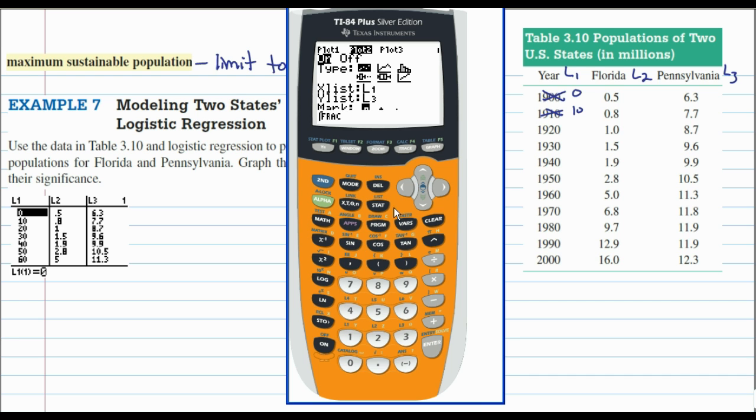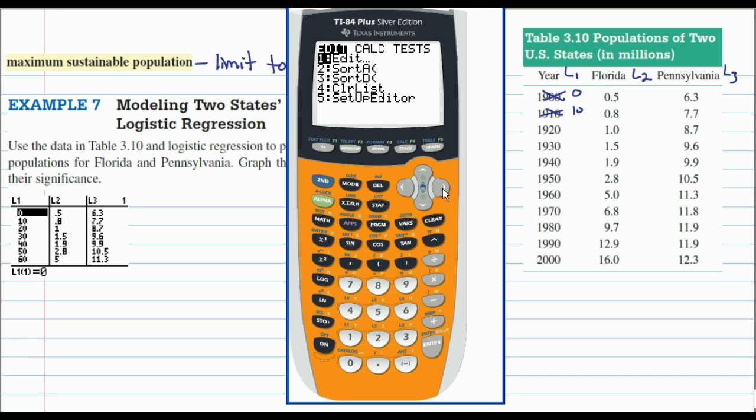So I'm going to hit zoom 9 and make sure I'm on track so far. These data points represent my Florida and Pennsylvania populations. As you can see, the Pennsylvania population starts out higher than Florida, but towards the end the Pennsylvania population levels off, whereas Florida keeps increasing quite dramatically. Now I need to create logistic equations for both of those.